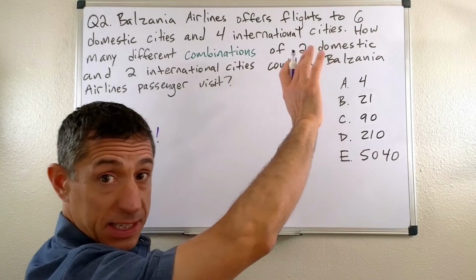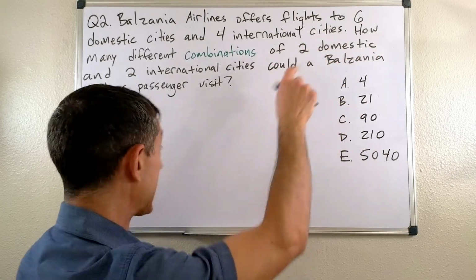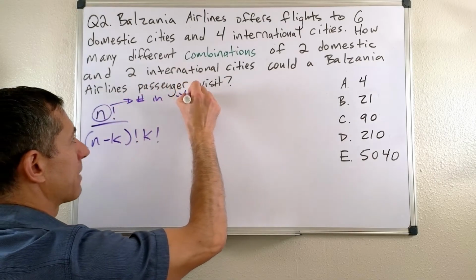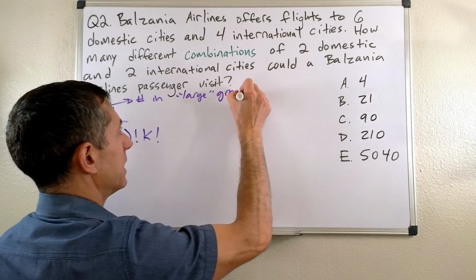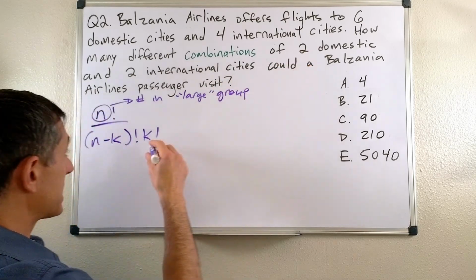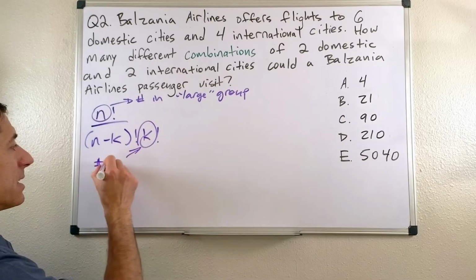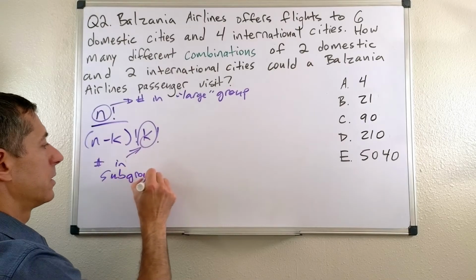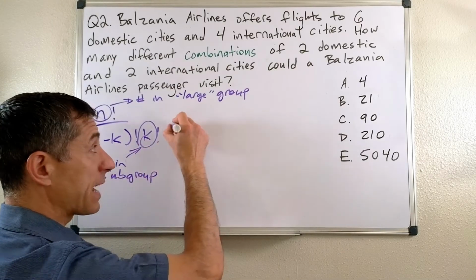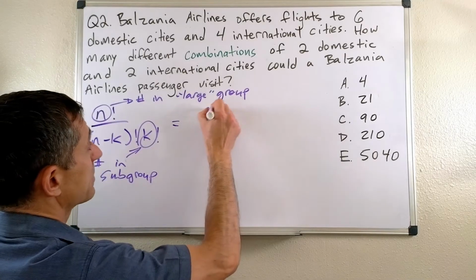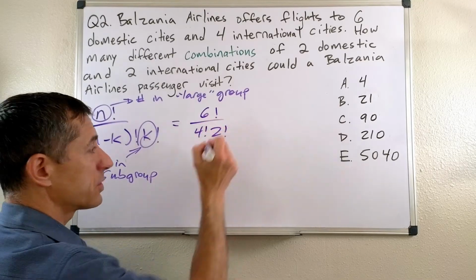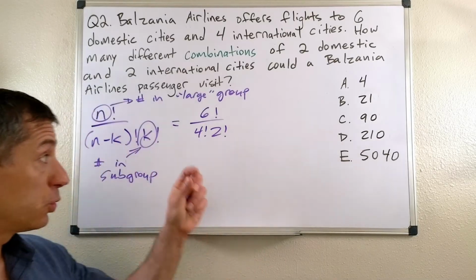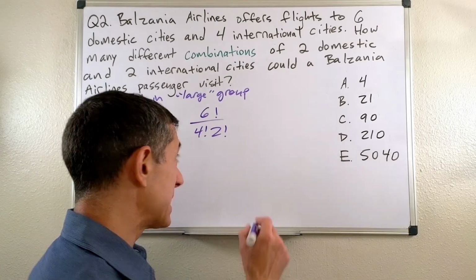Okay, so dealing first with this business of choosing 2 domestic destinations out of 6. What is N? N is the number in kind of the large group. In this case, we're choosing among 6 different domestic destinations. K is the number that you have in your subgroup. So in this case, we're choosing 2 out of those 6 destinations. From there, it really is just plug and chug. 6 factorial over 4 factorial times 2 factorial. This is going to be the number of ways to choose, when order doesn't matter, 2 destinations out of that total of 6 domestic destinations.